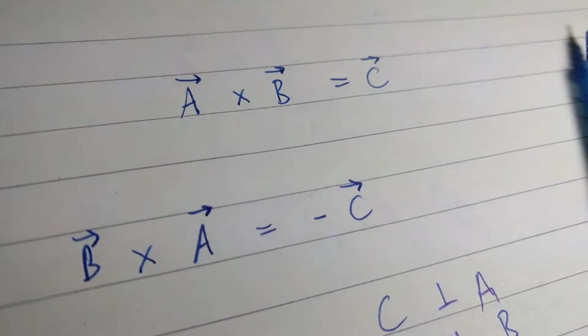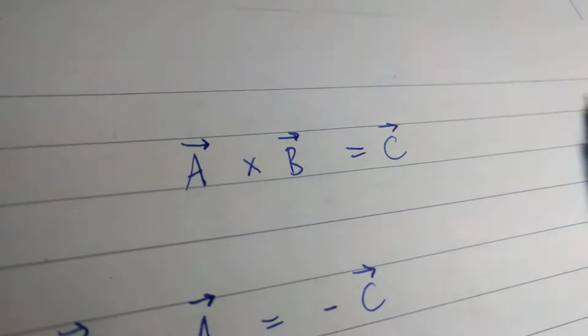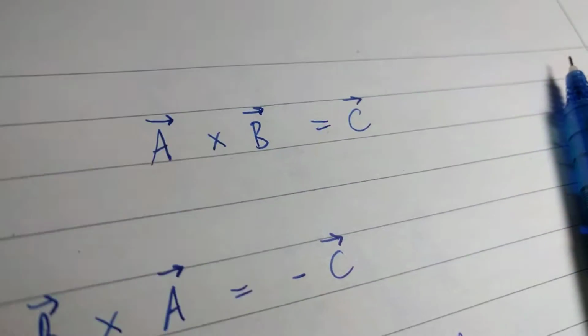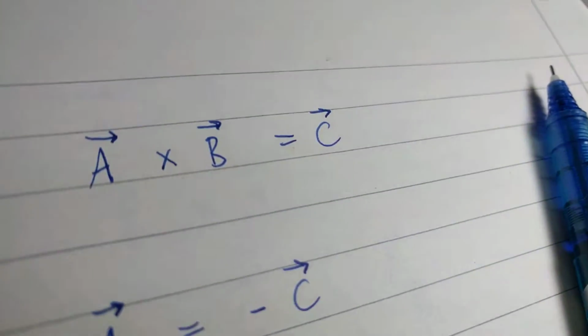The quick tutorial for cross products. So here we have three vectors, A, B, and C. We're doing A cross B, and that is resulting in a vector C.